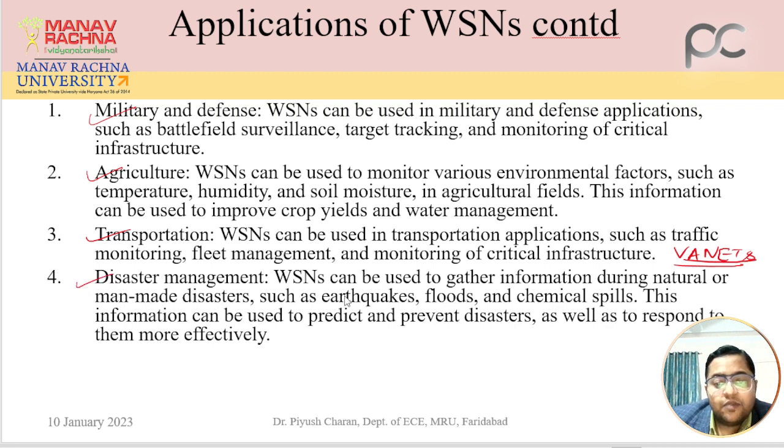Disaster management. WSNs can be used to gather information during natural or man-made disasters such as earthquakes, floods, and chemical spills. This information can be used to predict and prevent disasters as well as to respond to them more effectively.